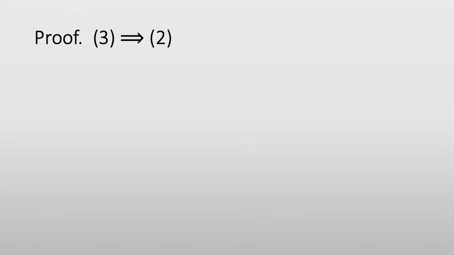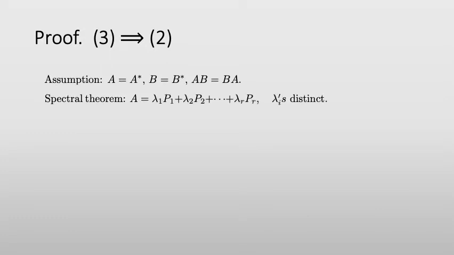From the above discussion, if A and B are diagonalized simultaneously, then they must commute. The converse of this observation is also true, and this is the non-trivial part. The assumption is that both A and B are self-adjoint, and they commute. Apply the spectral theorem to A and get the decomposition. The eigenvalues are all distinct, but the projections may not be rank 1. In other words, we use distinct eigenvalues, and the eigenvalues could have multiplicities greater than 1.